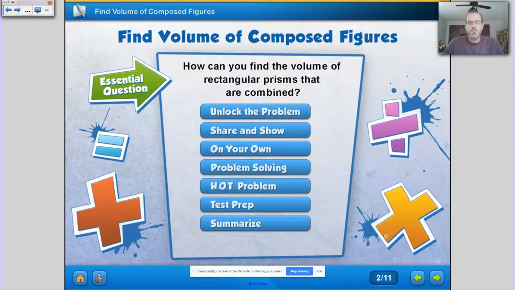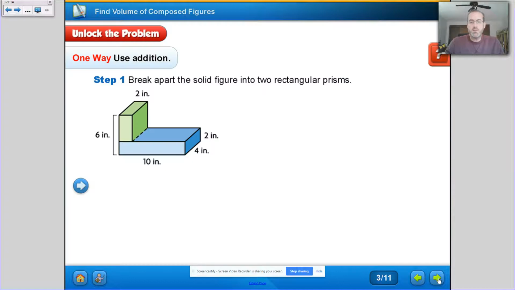Going to go through finding volume of composed figures because it can be a little bit mind bending. So how can you find the volume of rectangular prisms that are combined? There's two methods. There's using addition, which is the most common. We would take the two figures that are combined and find the volume of this one and find the volume of this one, and then add that together. So that's way one.